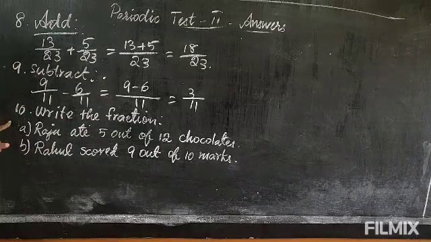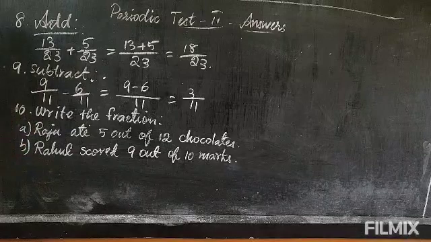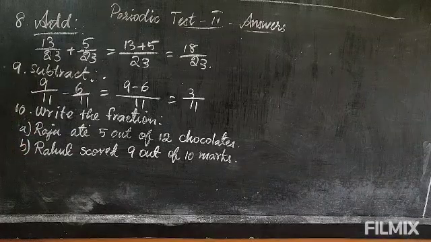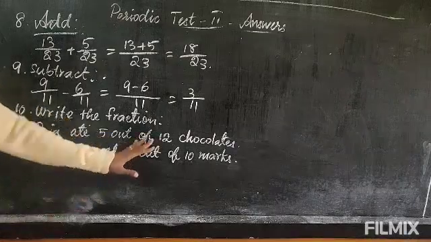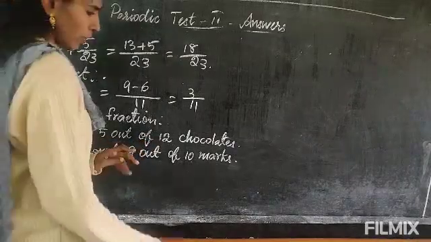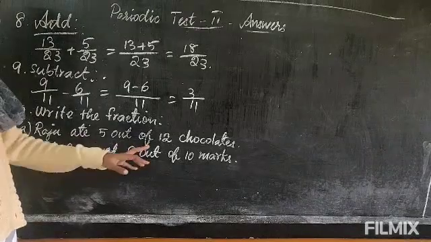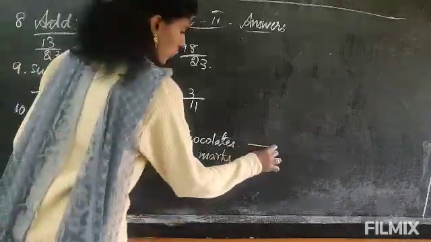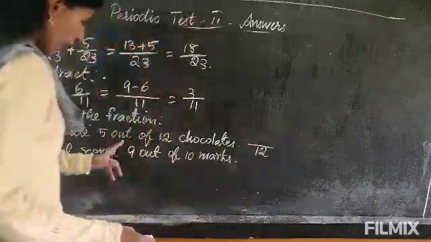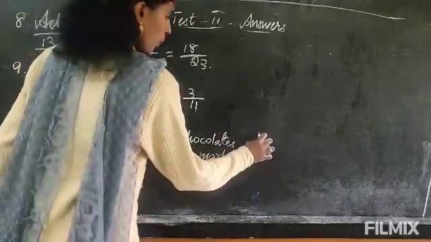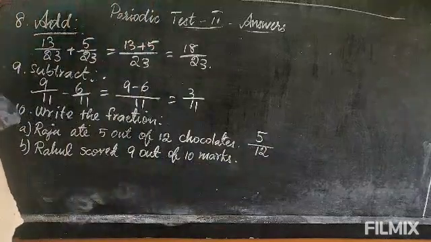Next one, write the fraction for this given problem. Raju ate 5 out of 12 chocolates. So 12 chocolates are there. From 12 chocolates he ate 5. So the total number you have to write in the denominator. The total number of chocolates is 12. So 12 you will write in the denominator and 5 he ate. How much he has eaten, that you have to write in the numerator.